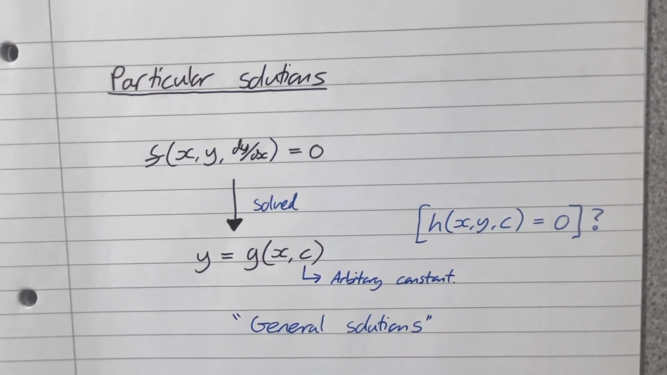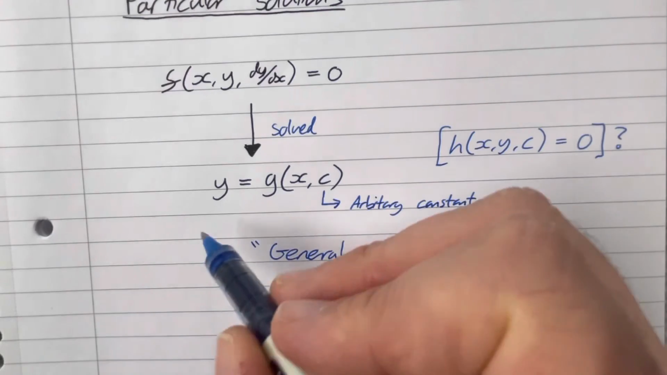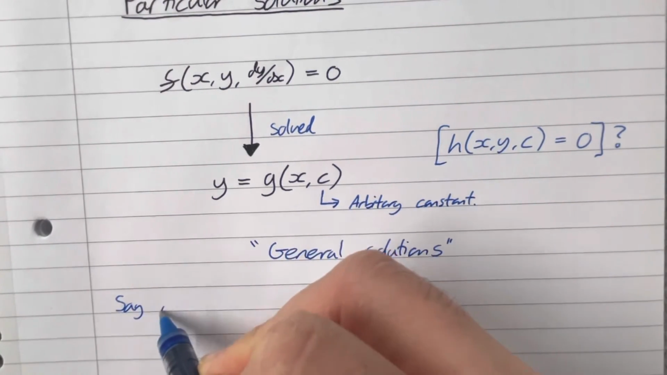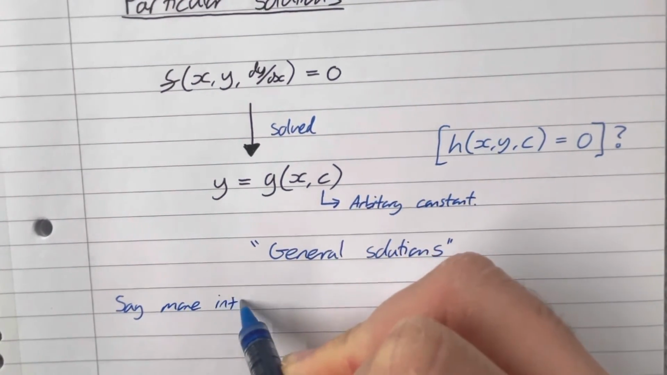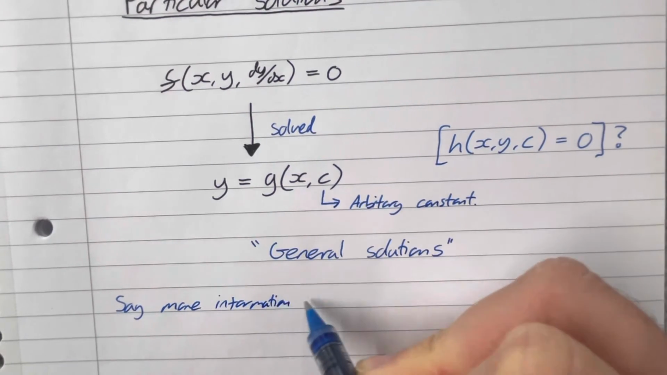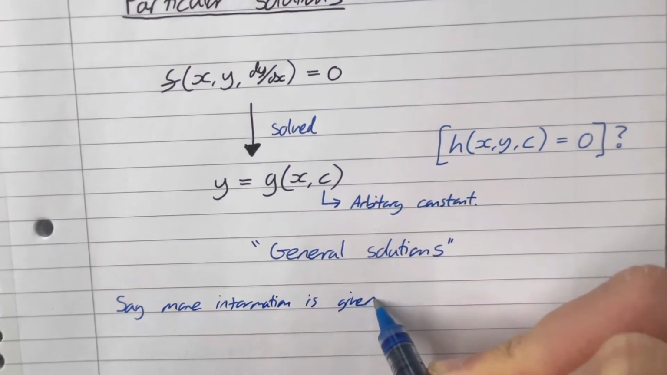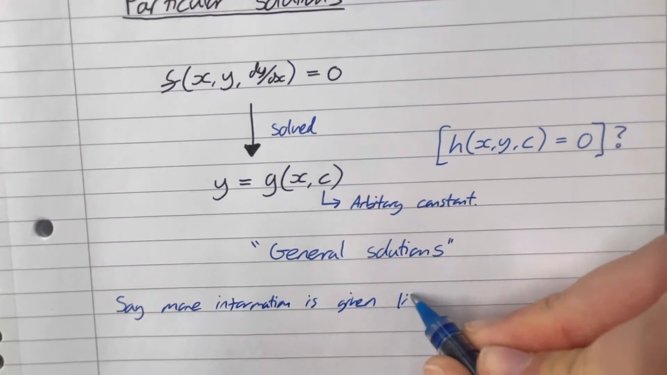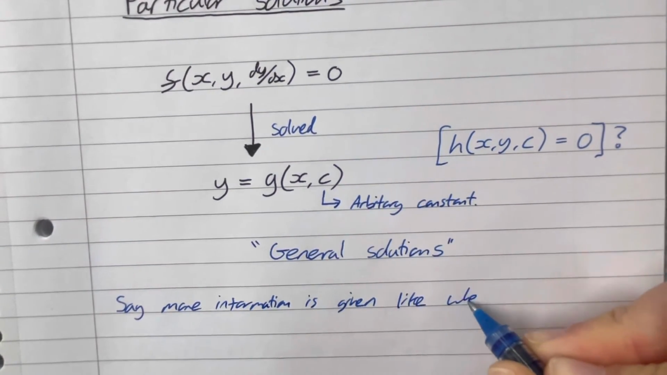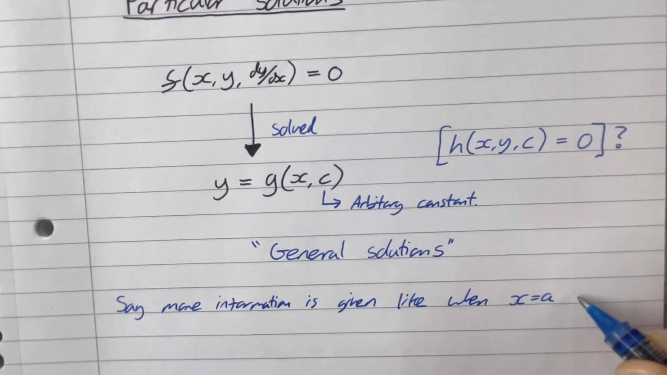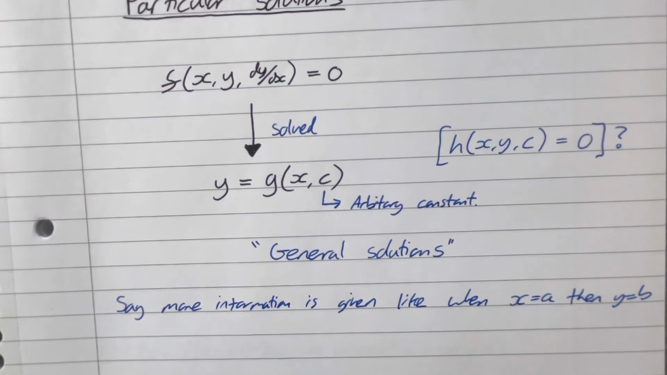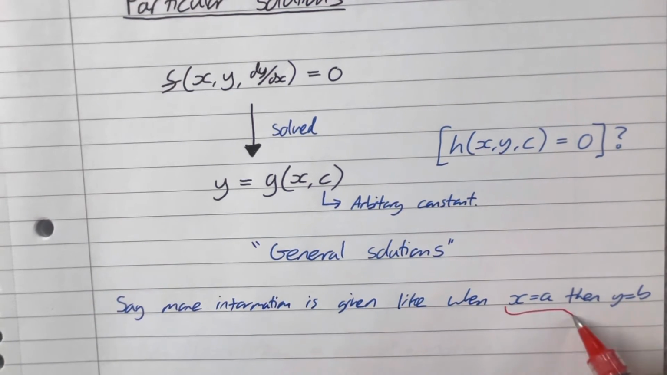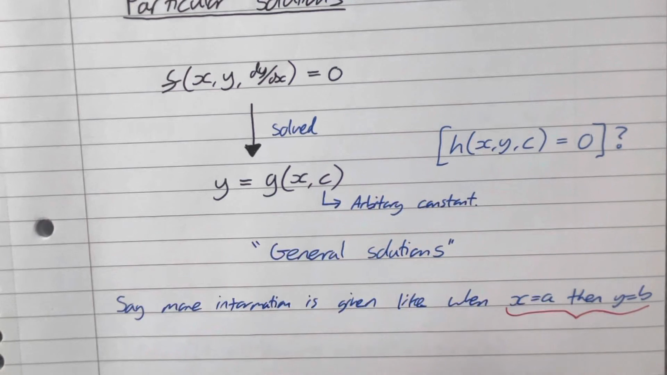But what happens if we want a particular solution? So say we're given some more information, like when x is such and such, then y is this thing. Then what we can do is use this knowledge in conjunction with the general solution to find a value for c.